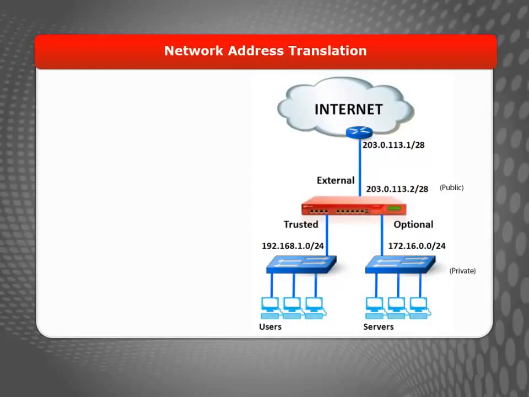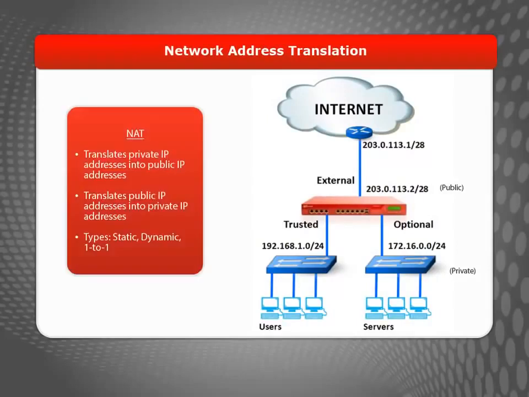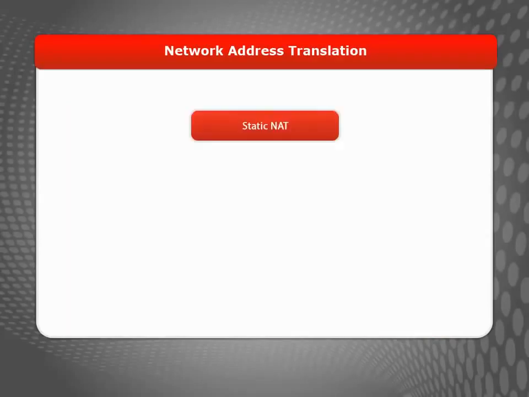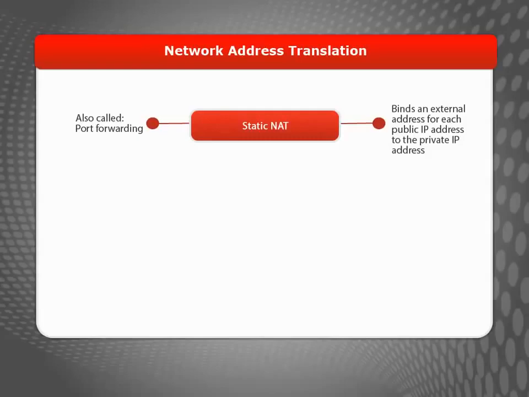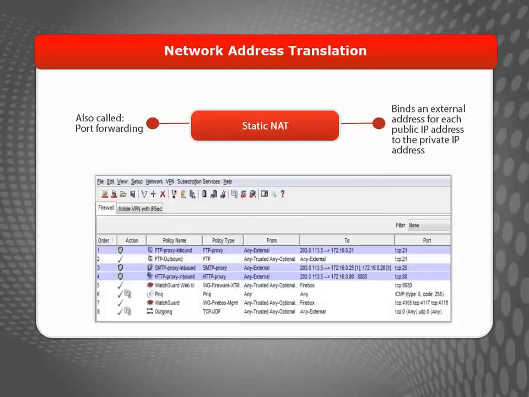Before you create any policies, you need to have a basic understanding of NAT, or Network Address Translation. NAT is a feature that lets you stretch the number of computers able to work off of a publicly routable IP address, and to hide the private IP addresses of hosts on your LAN. There are three types of NAT: static, dynamic, and one-to-one. With static NAT, which is sometimes called port forwarding, you can bind an external address for each public IP address to the private IP address of the server hosting it, located on your trusted or optional networks. Simply put, static NAT is useful for inbound connections, giving the public access to public servers protected by your firewall.